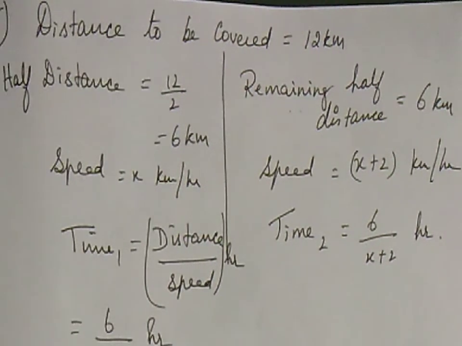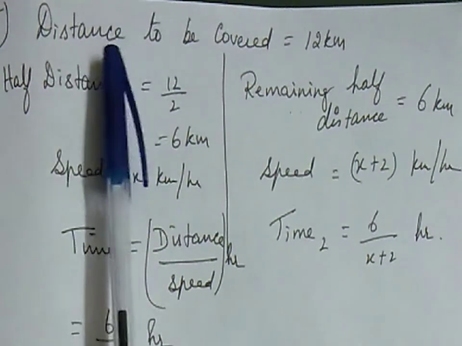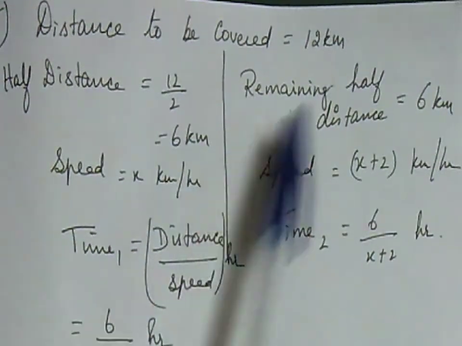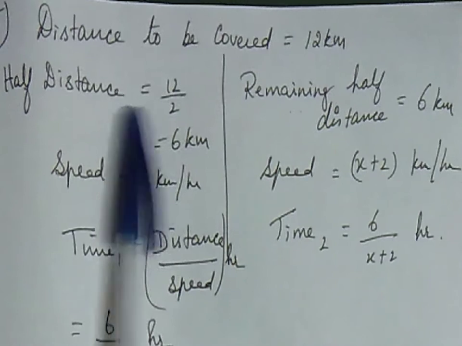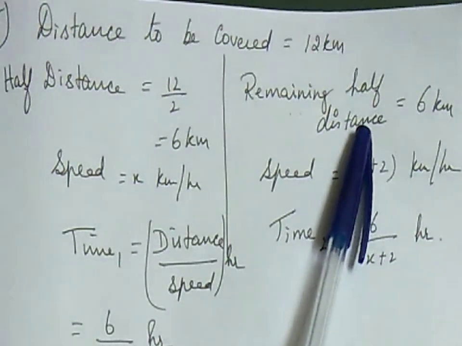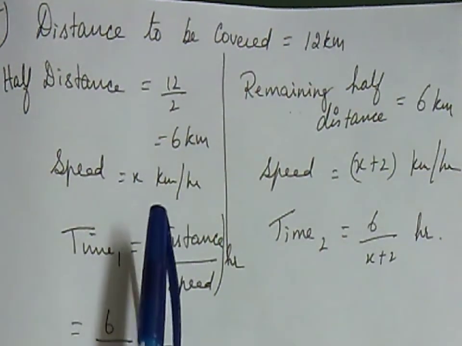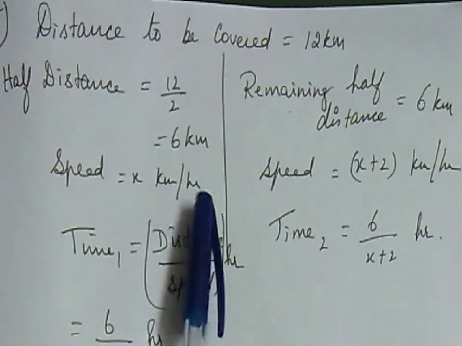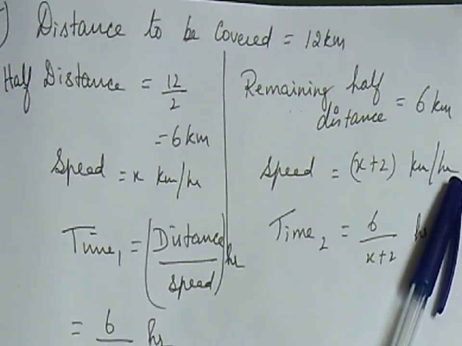Now, question number 5. What is given in the question number 5? The total distance covered is 12 km. So, write, distance to be covered is 12 km. And this 12 km is divided into two equal halves. First half 6 km, second half 6 km. The speed taken to cover the 6 km in the first case is x km per hour, and in the second, x plus 2 km per hour.